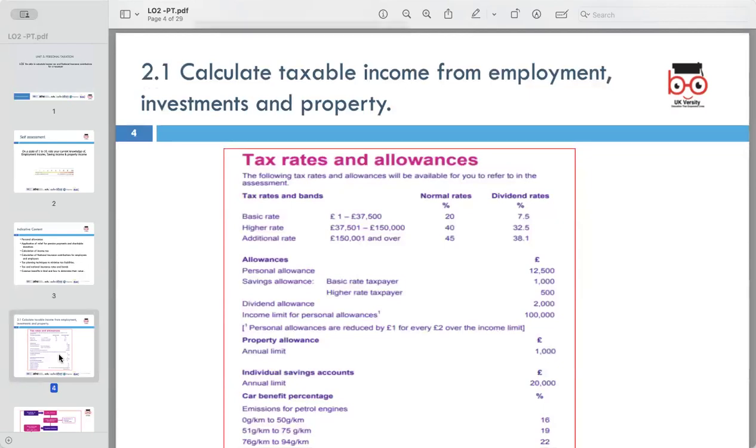So calculate taxable income from employment, investment, and property. If anyone is there, can you see my screen and can you hear my voice? Please do let me know if there is any issue.